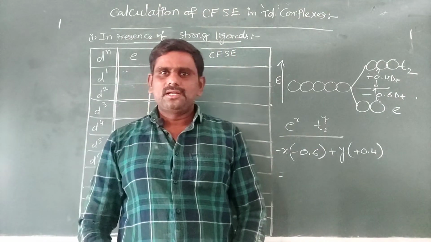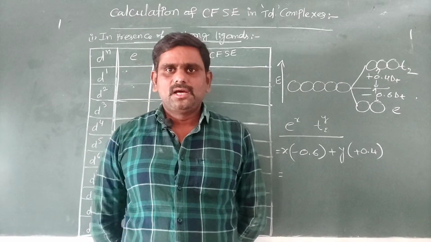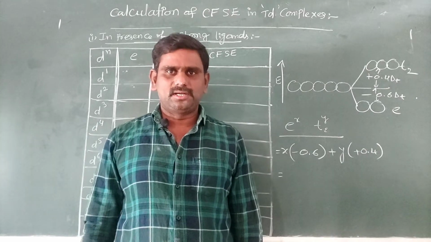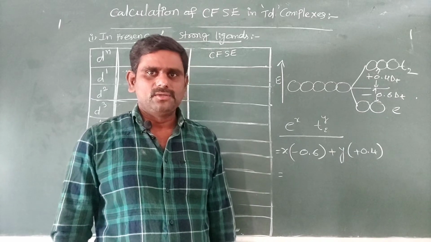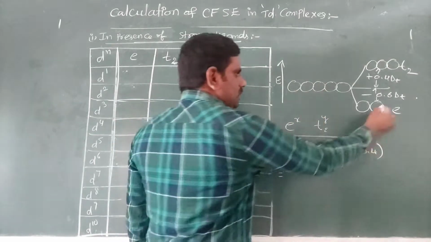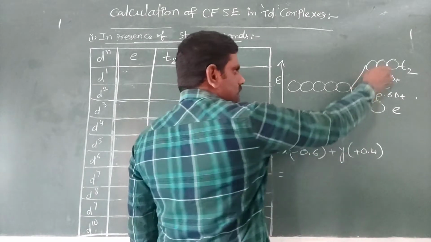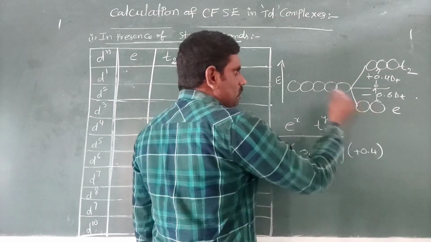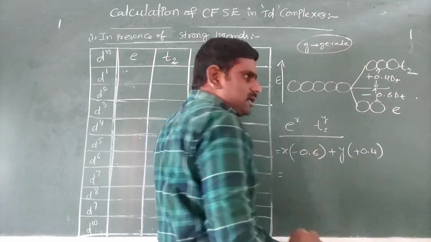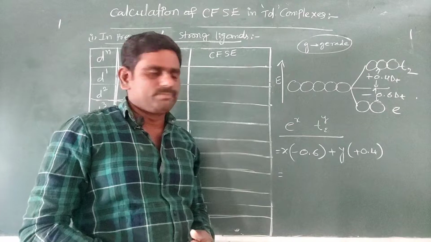Now calculation of CFSE in tetrahedral complexes under the influence of strong and weak field ligands. How the electronic arrangement and how the calculation of CFSE in tetrahedral complexes, we'll discuss now. You know students, in the splitting of a tetrahedral complex, e, dx square minus y square and dz square, is in lower energy level and t2 is in higher energy level. So there is no g term. G stands for what? Gerade, which means symmetry. Since a tetrahedral complex is not symmetric, we ignore g from t2g and eg.